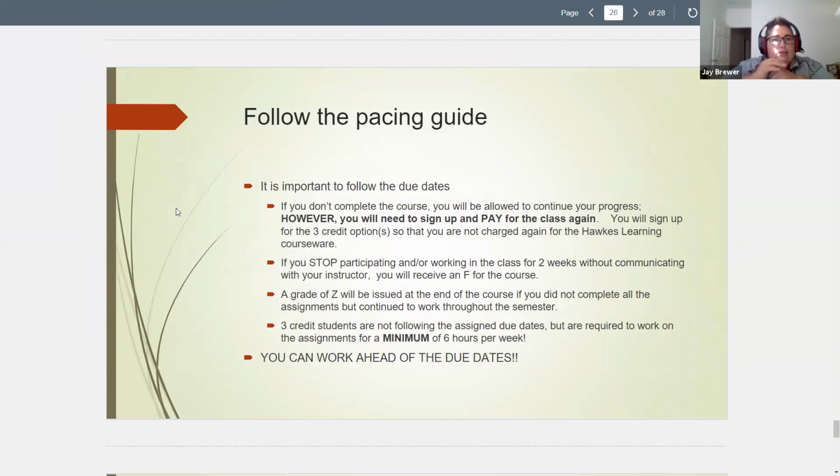Follow the pacing guide. It is important to follow the due dates. I will type up the due dates for you, but you can also see in Hawks that you will have due dates already in there. So basically the bottom line is that if you follow Hawks, then you should be okay.